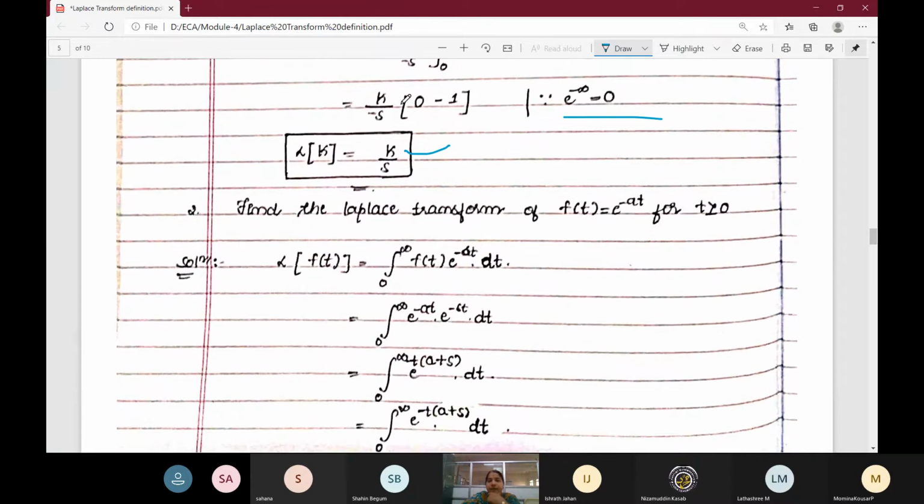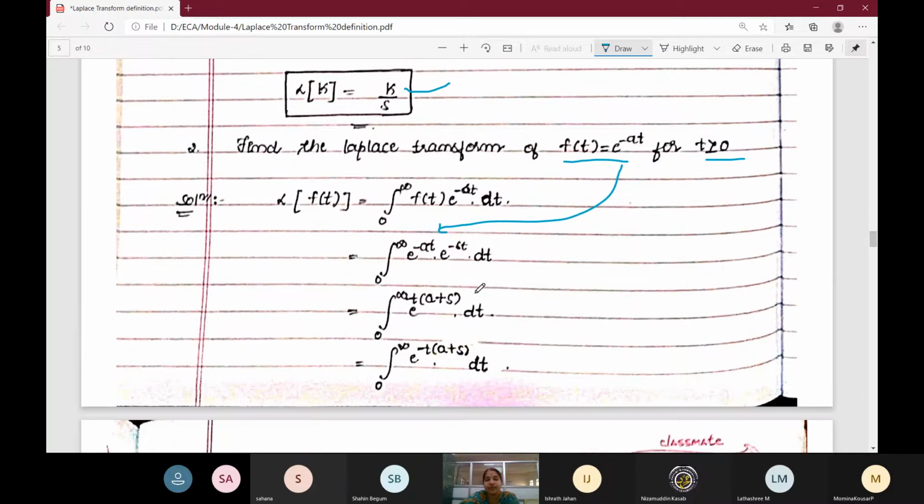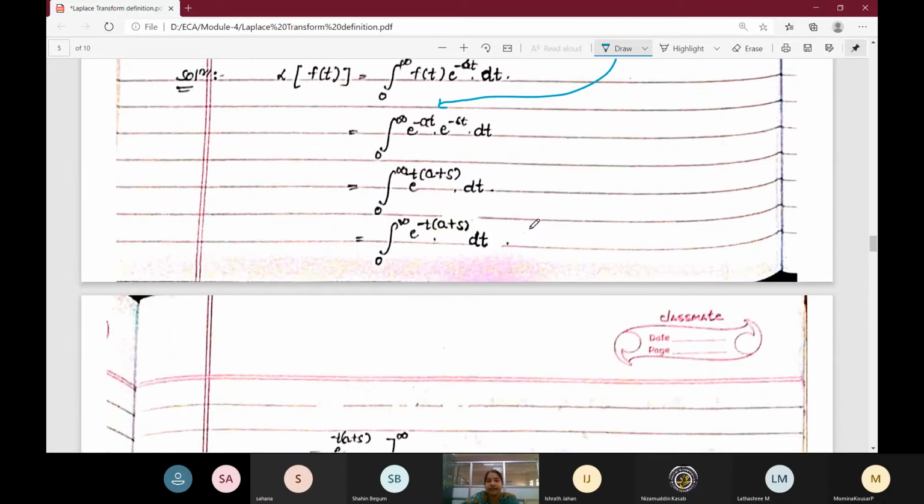Next we'll go with finding the Laplace transform of f of t equal to e power minus at, for t greater than or equal to 0. So instead of f of t, I should write e power minus at. Here, bases are the same, so the exponents can be added. Minus t is taken outside, so you'll get a plus s. So 0 to infinity e to the power minus t into a plus s dt.